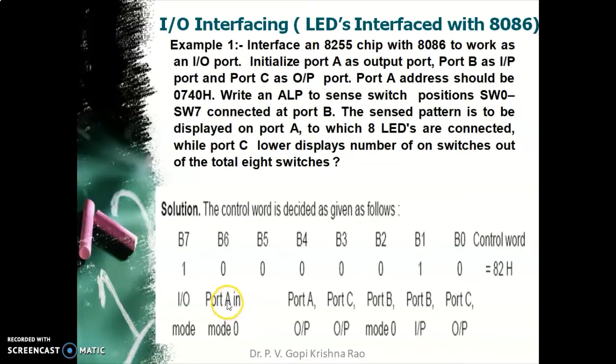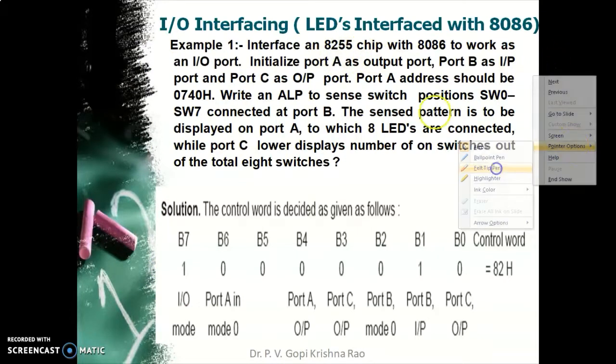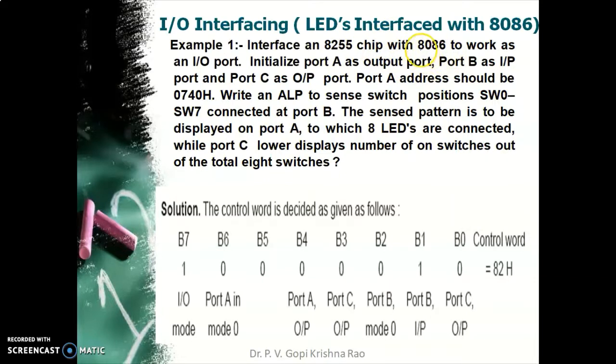So far we have seen how the control word register can be configured, and what the functionalities are in different modes of operation. Here we will consider an example wherein we will try to interface an 8255 chip with 8086 to work as an IO port. Here port A will be configured as an output port, port B will be configured as an input port, and port C will be configured as an output.